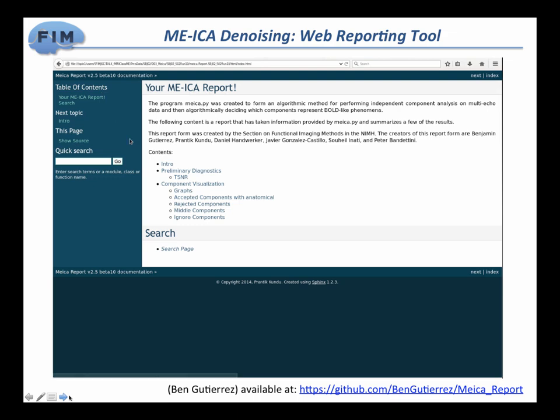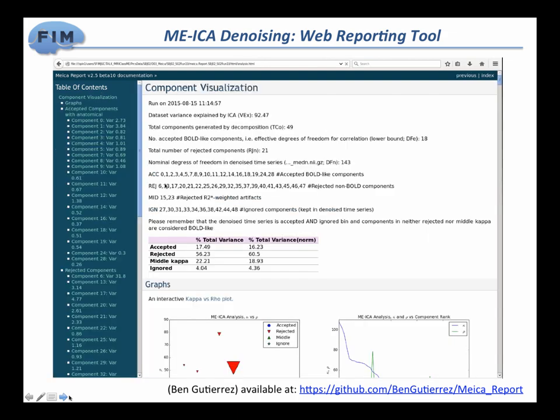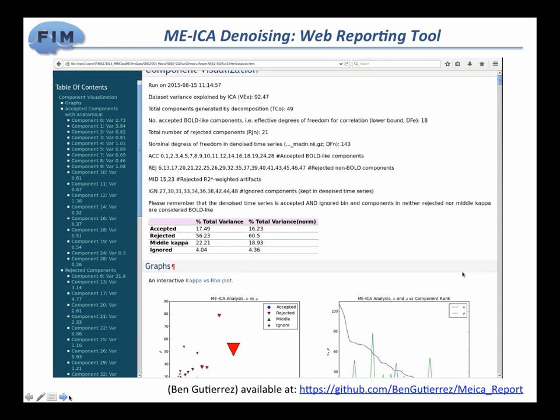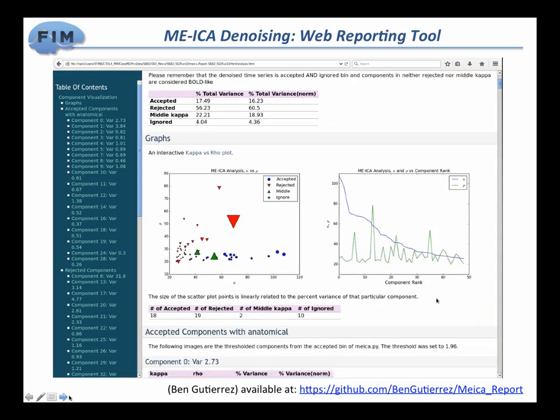But the most important part, it will give you maps and time series. Here on the top, you have the information that comes in the text file with the number of components accepted, rejected, their actual numbers. So you have all that information that you can find in the text file. You have these scatter plots of kappa versus rho, and each component is marked whether it went into the accepted, rejected, middle, or ignored. The size of the symbols tells you how much of the variance was explained. So it gives you this visualization that may help you better evaluate the outcome of the algorithm.